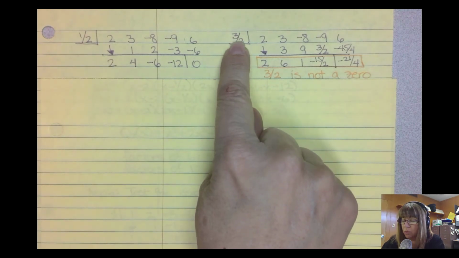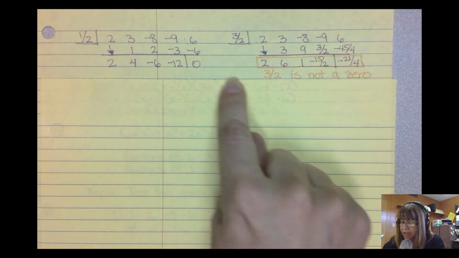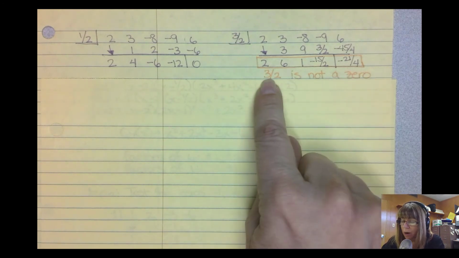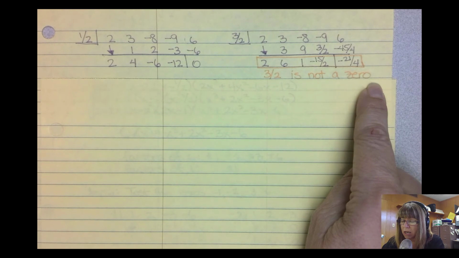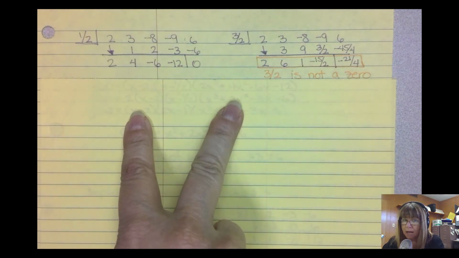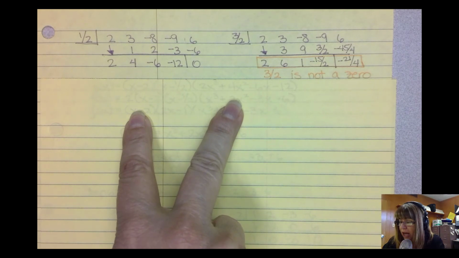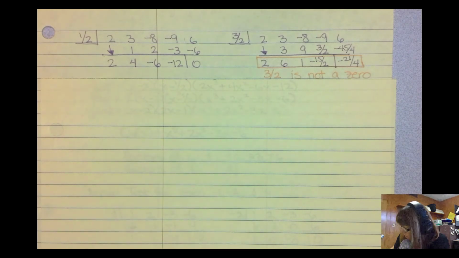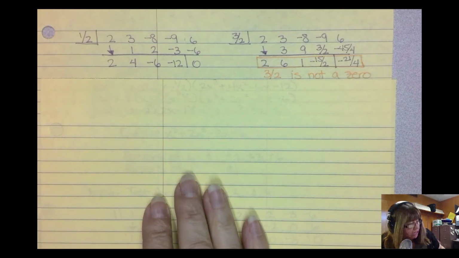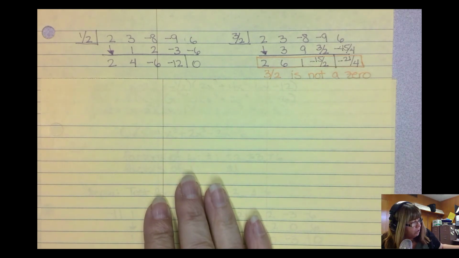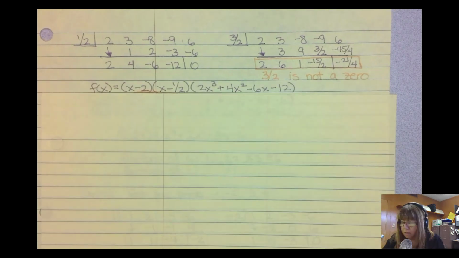When I did 3/2, I did not get 0 for our remainder, so 3/2 is not a 0. Right? So we found 2 positive solutions, and using Descartes, I could have found 2 or I could have found 0, right? I'm just double checking. What was our value there? Okay, so let's move on.